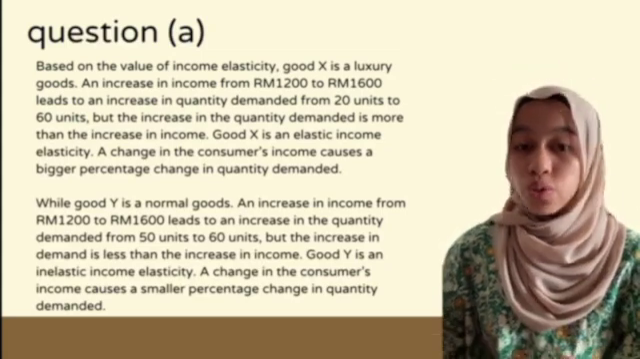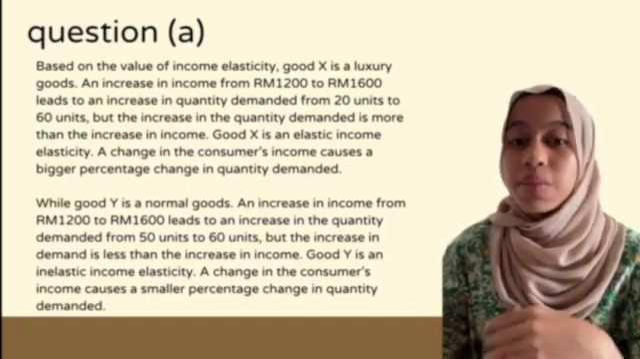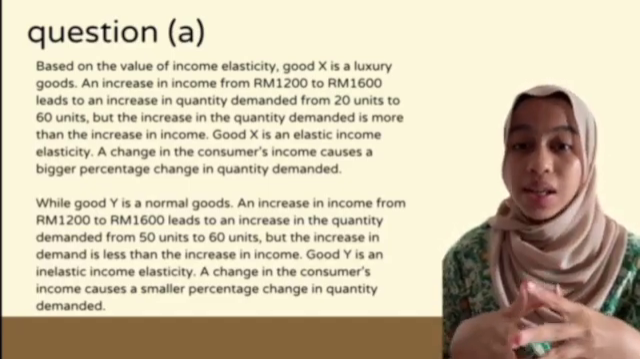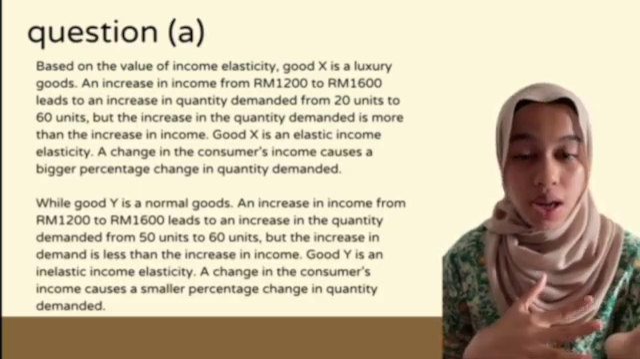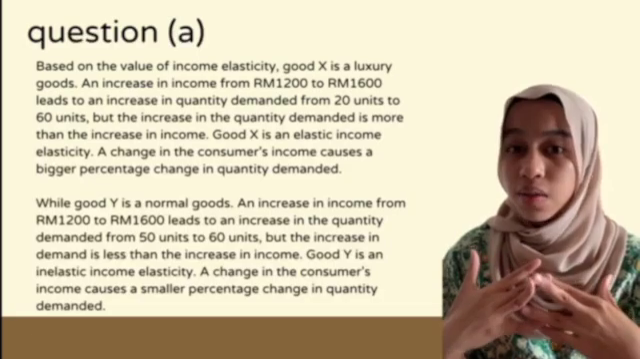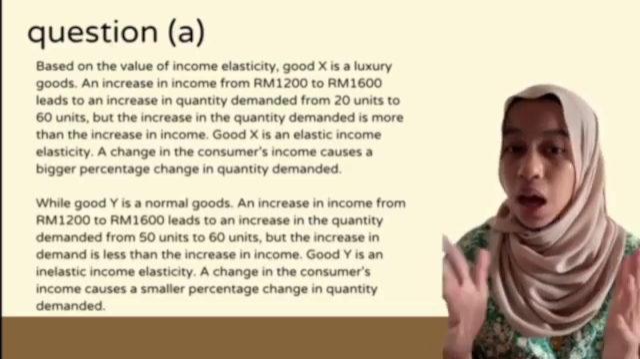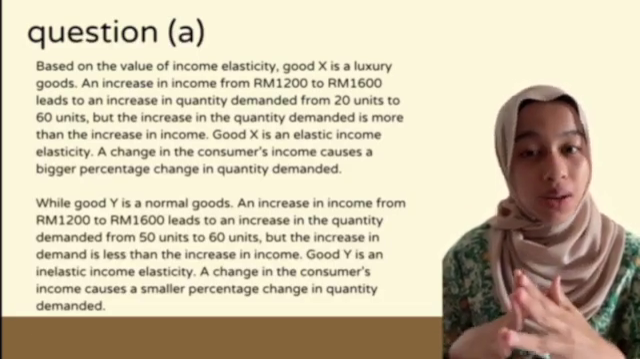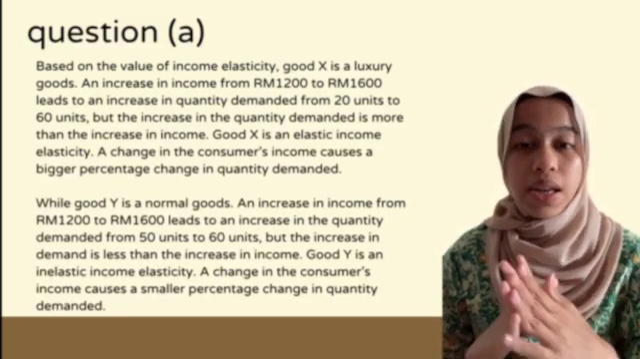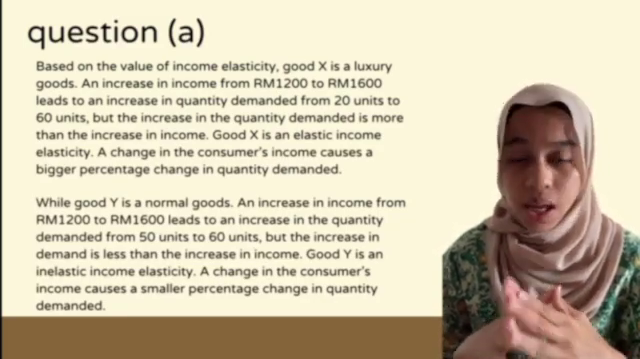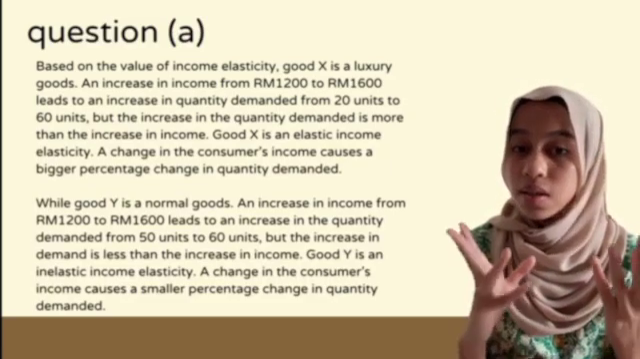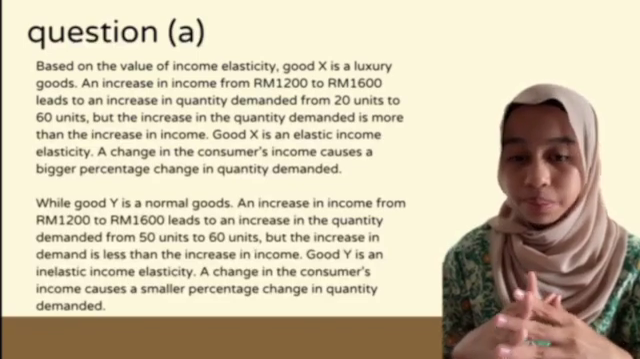So, question 2A. Based on the value of income elasticity, good X is a luxury good. An increase in income from 1,200 ringgit to 1,600 ringgit leads to a change in quantity demanded from 20 units to 16 units. But the change in the quantity demanded is more than the change in income. Good X has an elastic income elasticity. A change in the consumer's income causes a bigger percentage change in the quantity demanded.